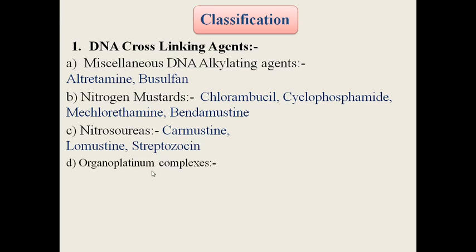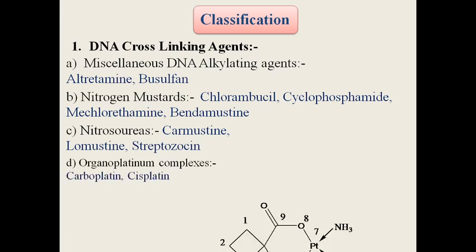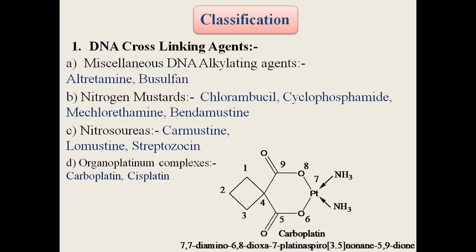In organoplatinum complexes we have carboplatin, cisplatin. Look at here, carboplatin. This is a spiro compound, or you can say a platinum containing spiro compound. And of this spiro compound its numbering starts from here. This is the first carbon, 1 2 3 4 5 6 7 8 9, and look at the substituents now, 7 diamino. The platinum is at position number 7, and here at platinum there are 2 ammonia or amines, diamino. At position number 6 and 8 there is oxygen.